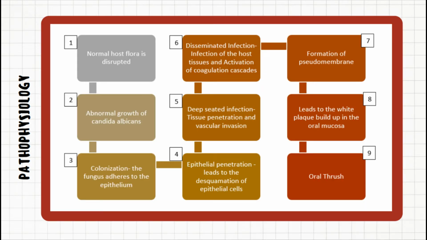The discussed risk factors can disrupt the normal flora of the body, giving the Candida species an opportunity to reproduce. It will result in the overgrowth of Candida albicans in the mouth. It will then begin to adhere to the epithelium and lead to the desquamation of epithelial cells. After damaging the epithelium, they penetrate the tissues and invade the vascular system. The localized infection will then activate the coagulation cascade. The pseudomembrane will then appear in the mouth as a white, opaque, patchy plaque on the tongue or buccal surface.